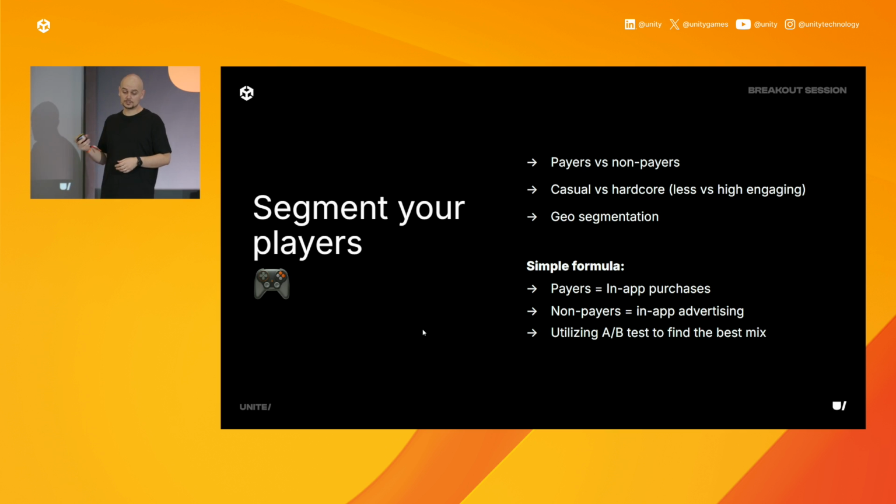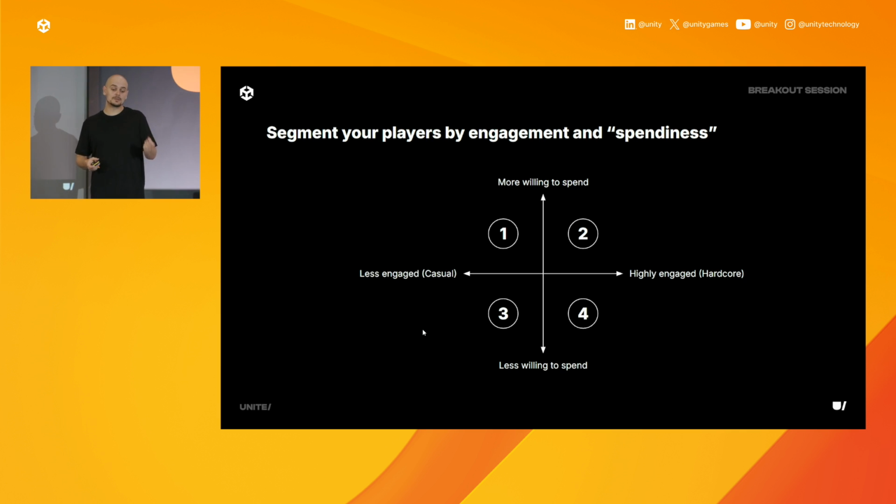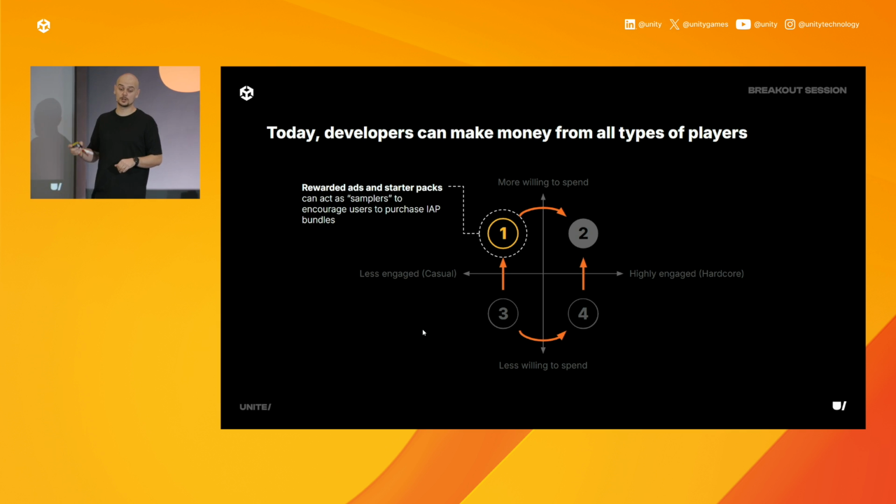Cool. So actually, let's have a look at what player segmentation looks like. You can segment users by engagement and spending behavior. Casual players spend just a few minutes a day, while hardcore gamers play for hours. While spending is vertical, or likelihood to convert, shows how much a user is willing to spend. And historically, developers focused on moving players to the second quadrant, which is hardcore players who spend. However, today, you can monetize all four types of users through both in-app purchases and in-app advertising.